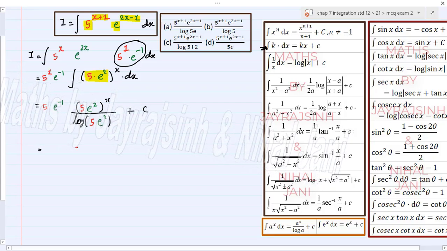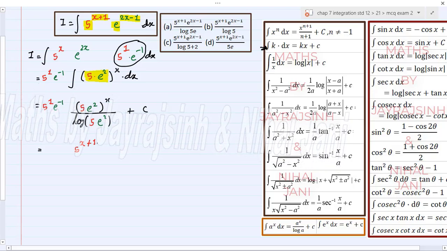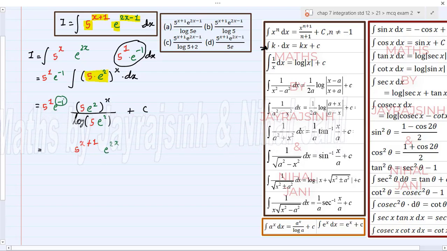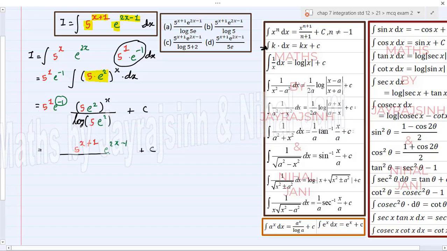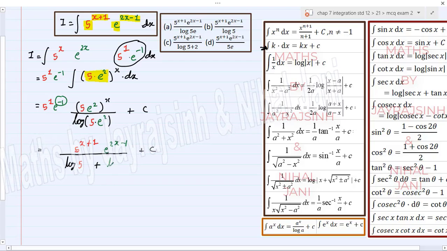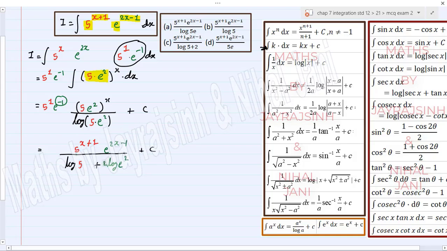We will get pi raised to x into 1 will become pi raised to x plus 1. Similarly, e raised to 2x into minus 1 will become e raised to 2x minus 1 plus c. In denominator, we have log a into b, which can be separated as log 5 plus log e square. And according to the property of log, we can take this 2 within the multiplication of log.